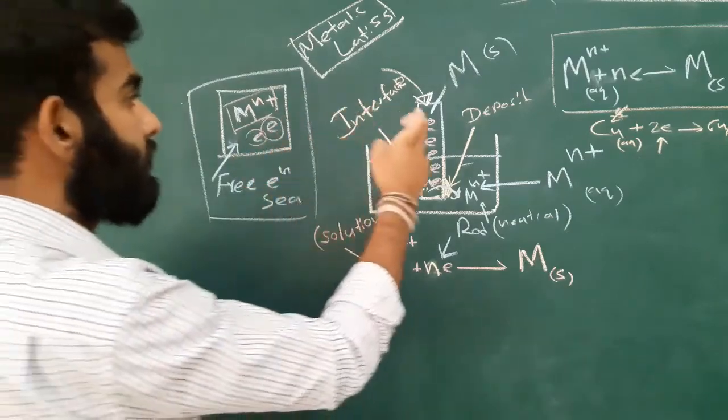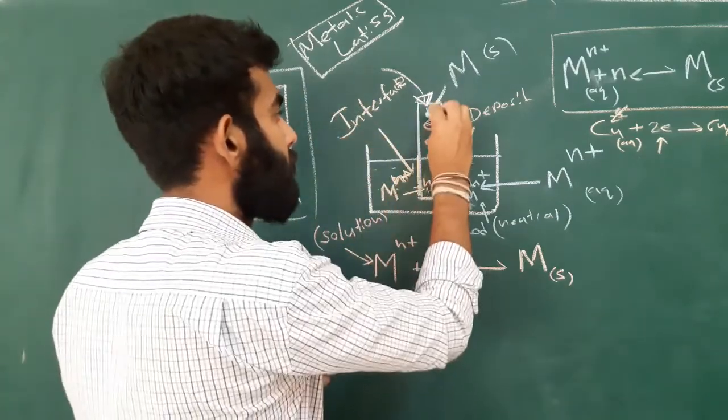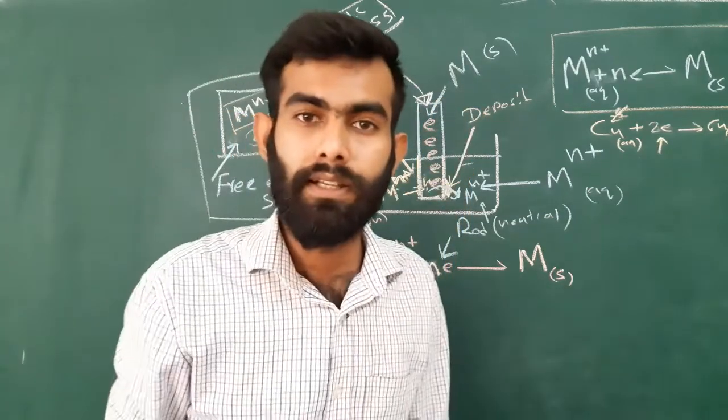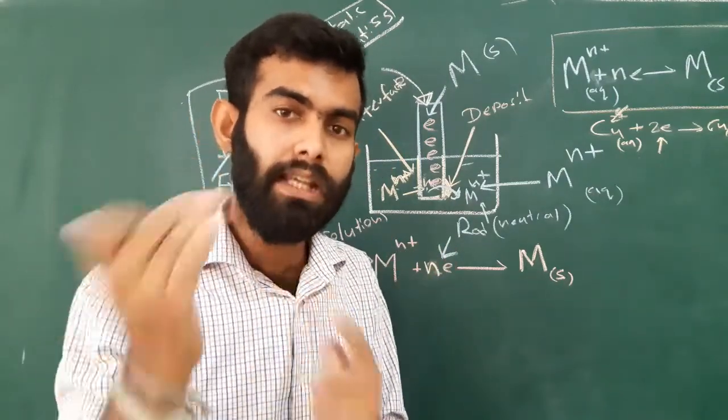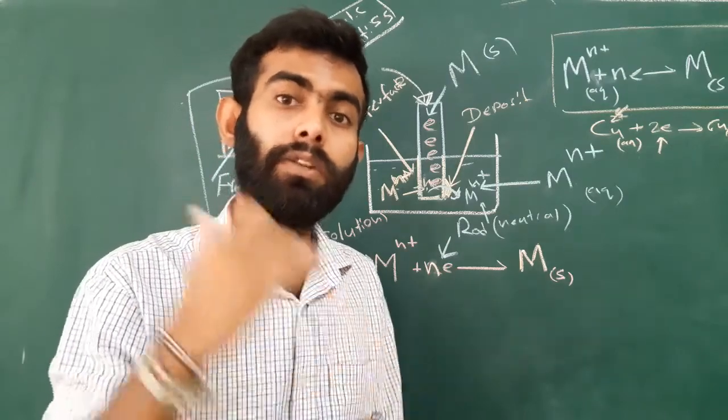The neutral rod will not be neutral further. Initially, an equal number of metallic ions were there according to their electrons.